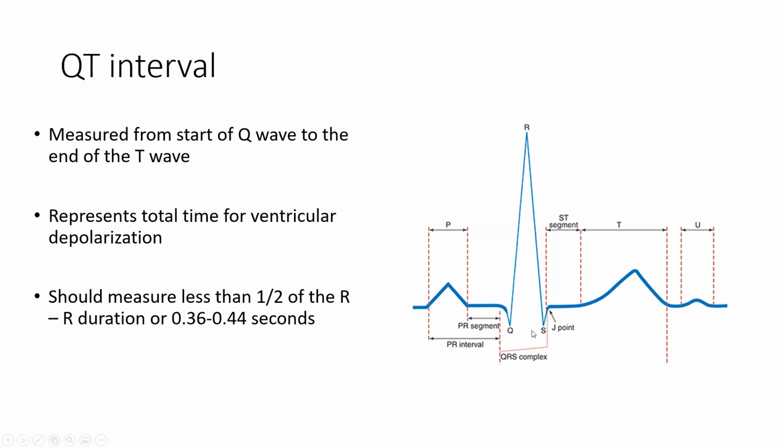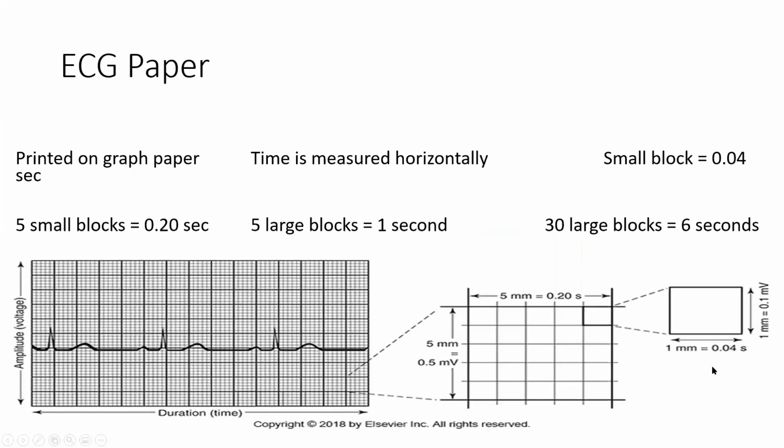Then we have the QT interval. A lot of times this is not necessary, but in some of the more advanced heart conversations that we'll have a little later on, the QT interval becomes important. That's the measure from the start of the Q wave to the end of the T wave. It represents total time. Remember, the ST segment is early ventricular repolarization. The T wave is full ventricular repolarization, and so the QT interval all the way across is going to be complete ventricular depolarization and repolarization. This should measure about 0.36 to 0.44, or less than half of the R to R duration, which makes no sense because we only have one R here. So I'll show you that in a minute.